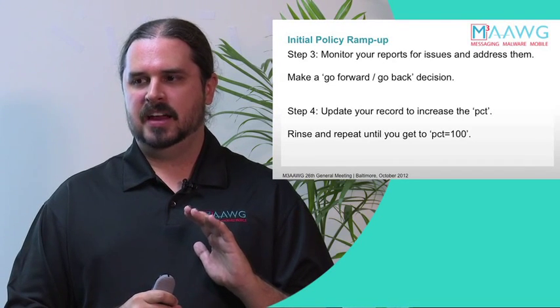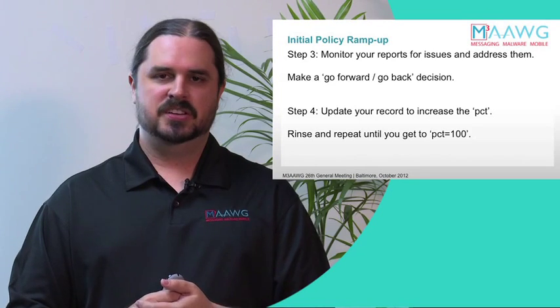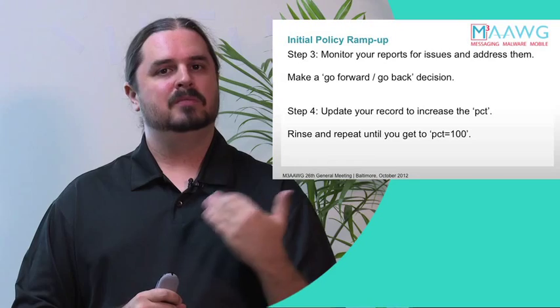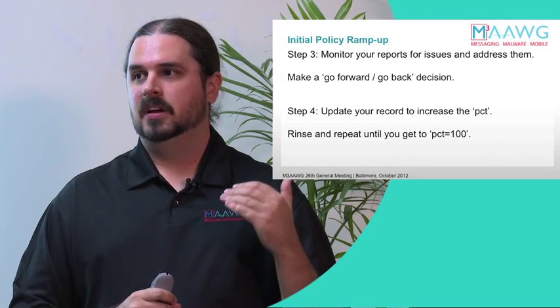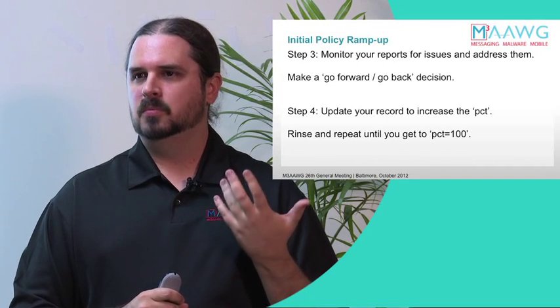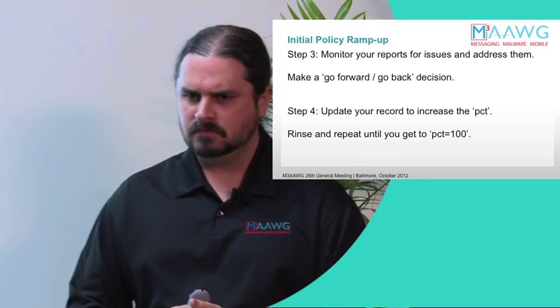And then, assuming that everything looks fine, step 4 is again increasing the percentage on your record. Depending on how bold you want to be, you might go up 10% a day, you might go up 25, 50, 75. It's really up to you, but please, whatever you do, take some incremental steps and don't just go directly to 100%.